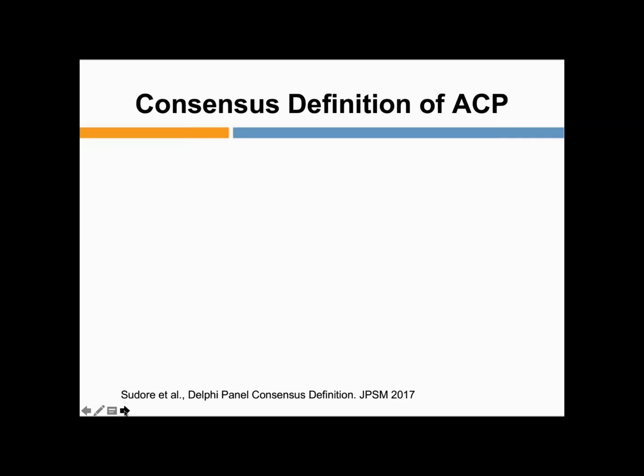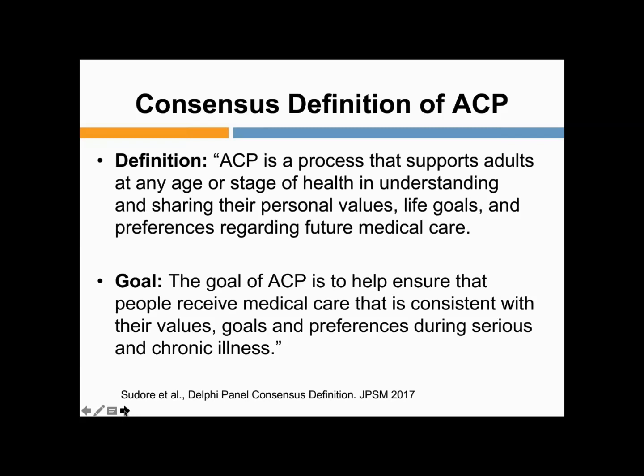So I will read to you what we determined in this large group, that advanced care planning is a process that supports adults at any age or stage of health in understanding and sharing their personal values, life goals, and preferences regarding future medical care. And that the goal of advanced care planning is to help ensure that people receive medical care that's consistent with their values, goals, and preferences during serious and chronic illness. And I think the things that you will find absent from this definition are things that are only focused on end of life and a one-time event or only focusing on advanced directive forms.